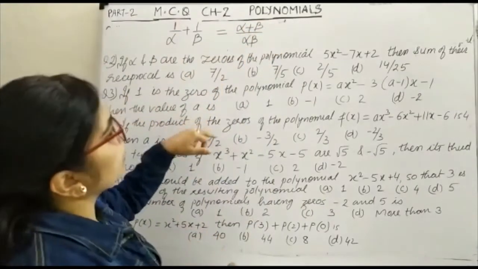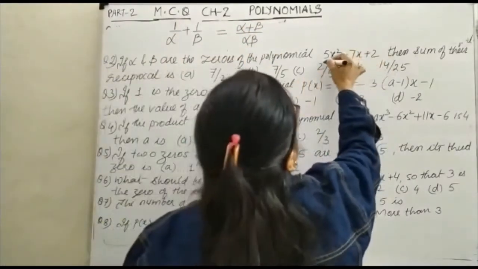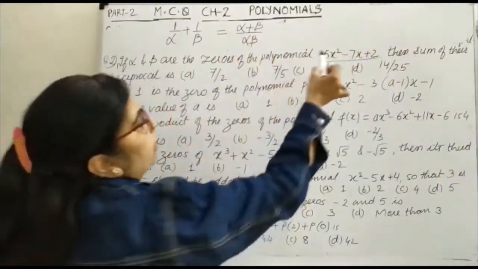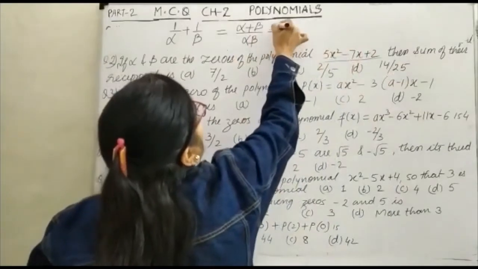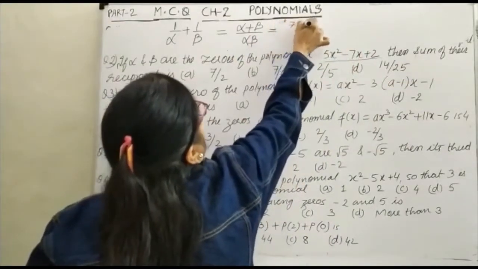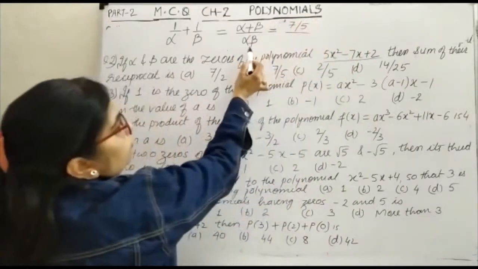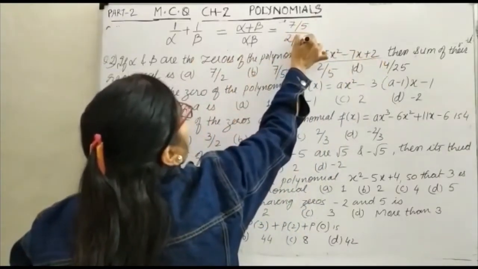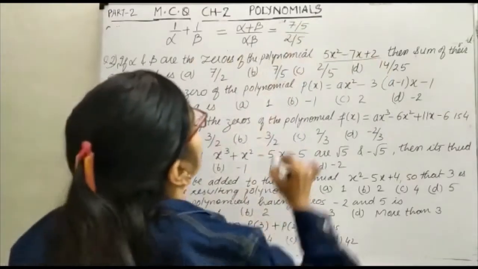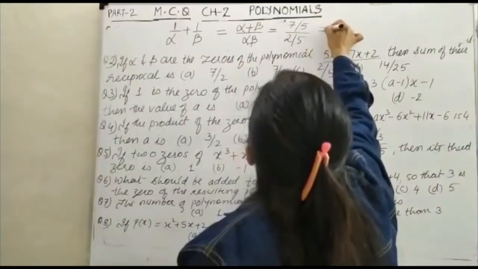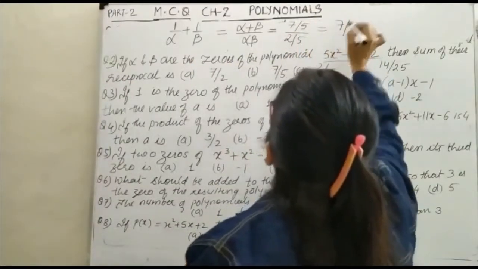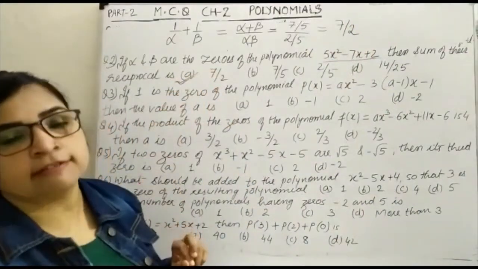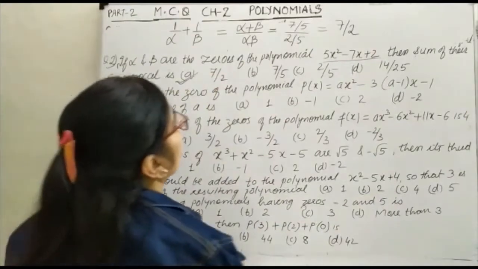You can put in the values from this equation. You can see here alpha plus beta is minus b upon a, so this becomes 7 upon 5, and alpha beta is c upon a, so this becomes 2 upon 5. So you can see here 5 and 5 will be cancelled, and we are left with 7 upon 2. So what will be your correct option? A, that is 7 upon 2.